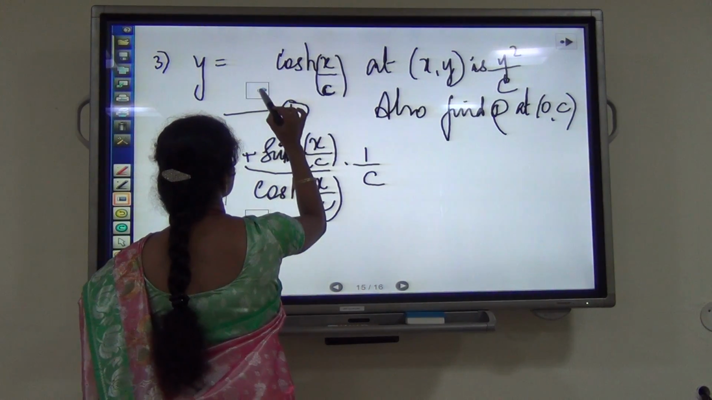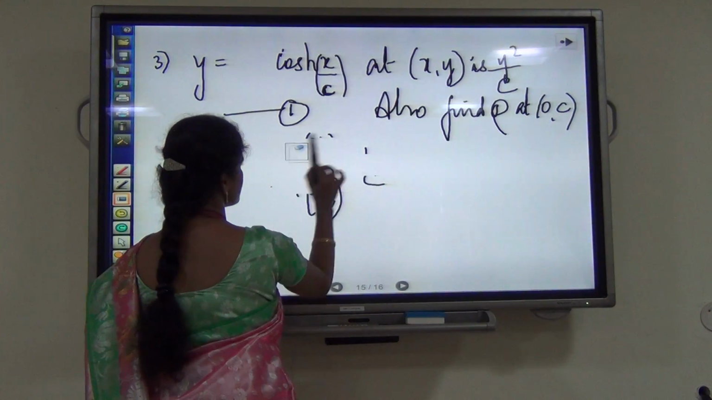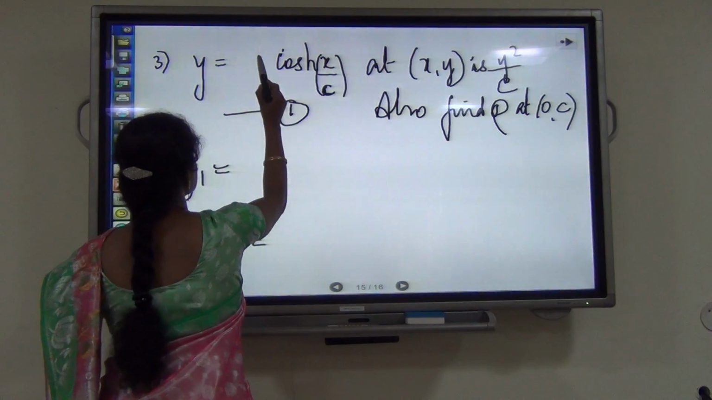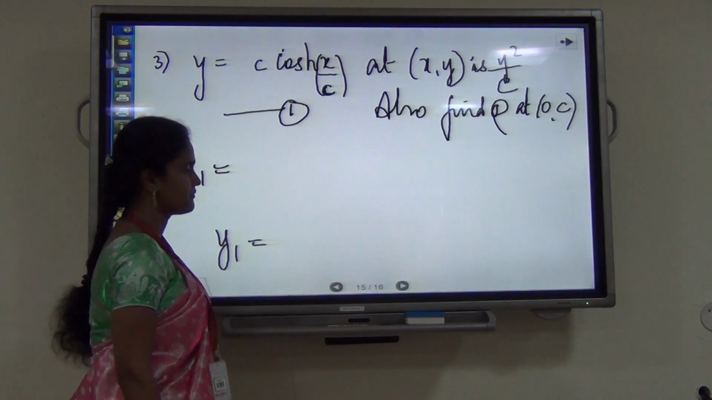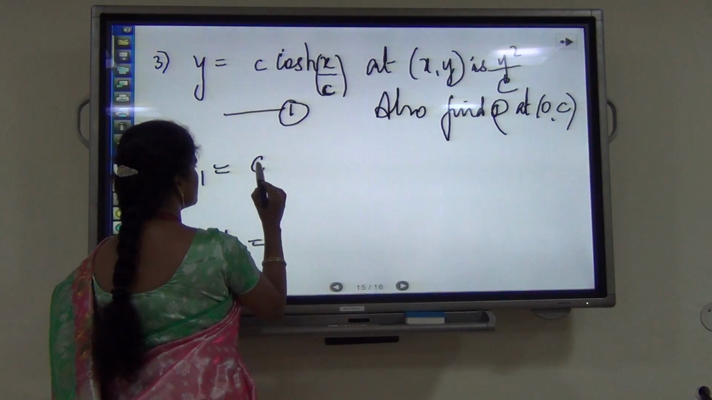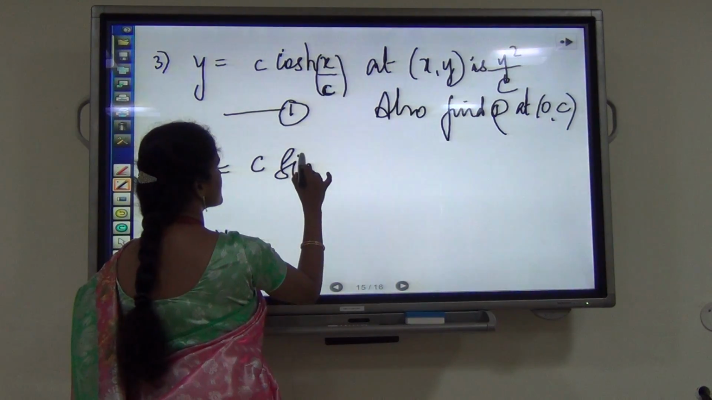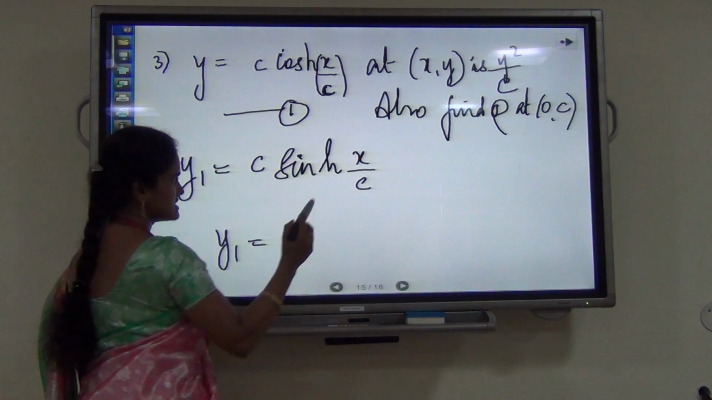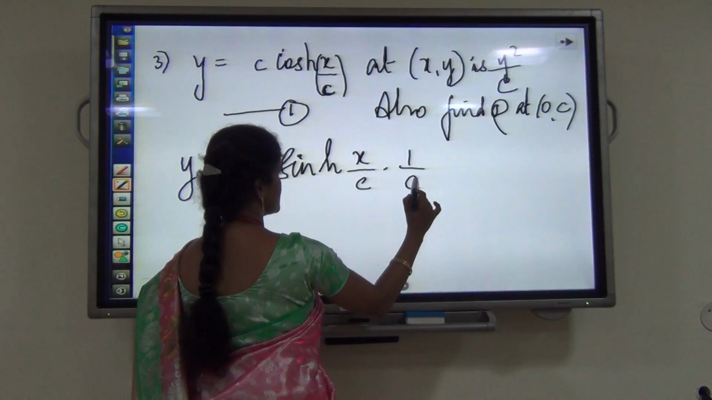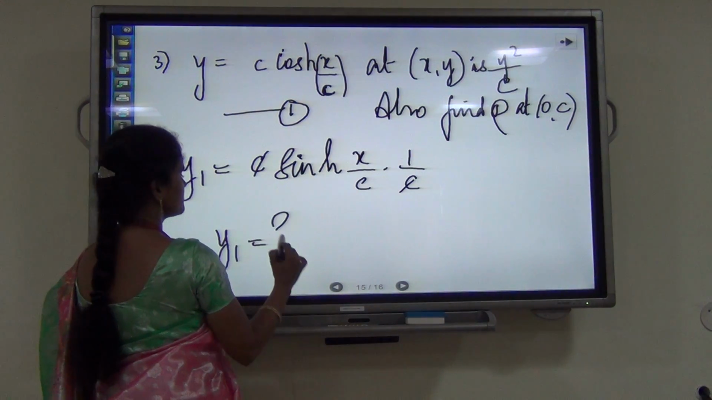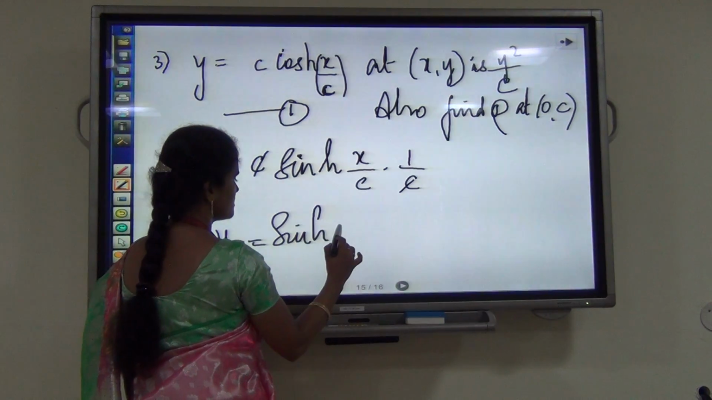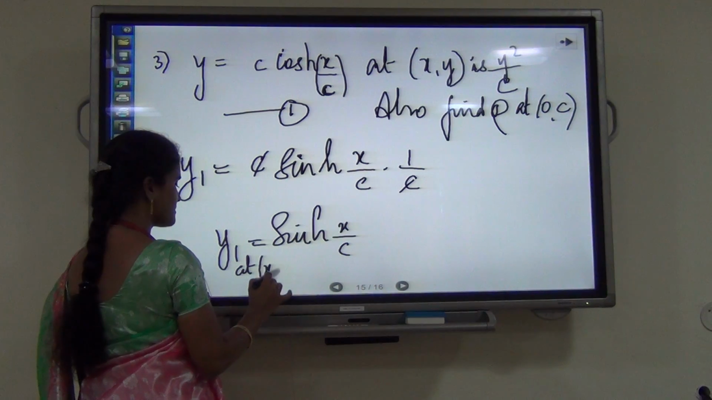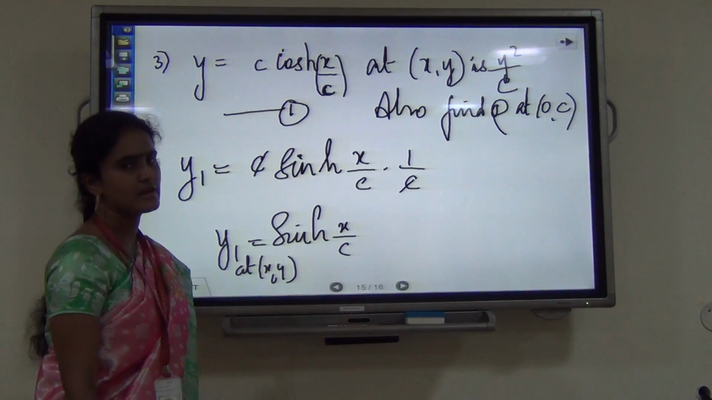It is just y equals c cosh(x/c). So y1 will be c times the differentiation of cosh, which is sinh(x/c), and the differentiation of the angle is again 1 by c. This gets cancelled. So y1 will be sinh(x/c). This is what your y1 at any point (x, y) is.